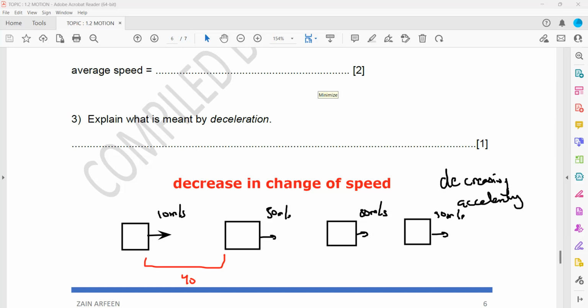Or simple definition, decrease in speed. Here, what is the change here? 30. Here, what is the change? 10. So you can see the value of the acceleration is decreasing. So this is decreasing acceleration, but not deceleration. We don't say this as a deceleration.